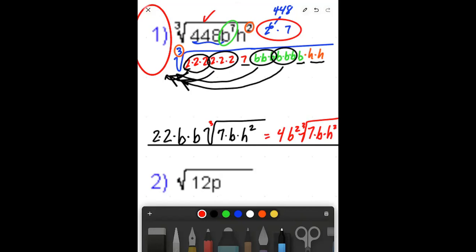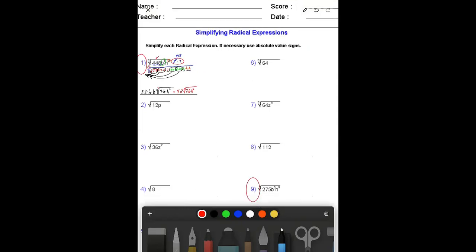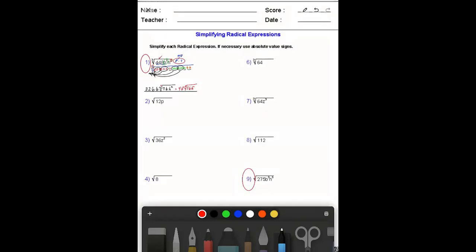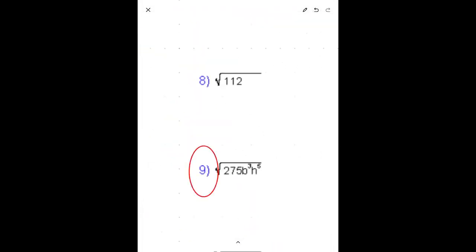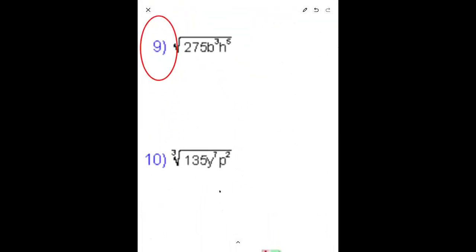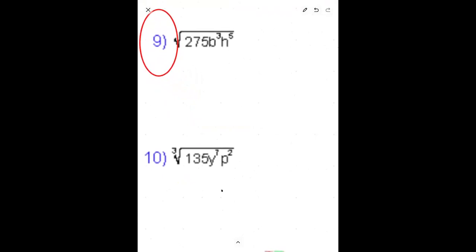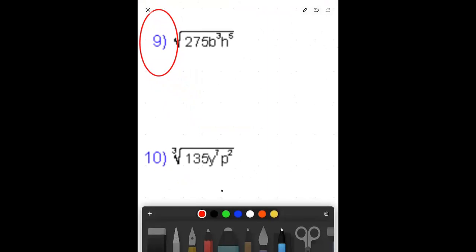And we're done. Okay, I got one more that I'm going to do, and then I'm going to post this up. So let me see if I can get this moved up here. All right, so this one is going to be the square root of 275 b to the third power, h to the fifth power. So what I'm going to do is I need to get the prime factorization of 275. So let me go get my calculator and factor it.